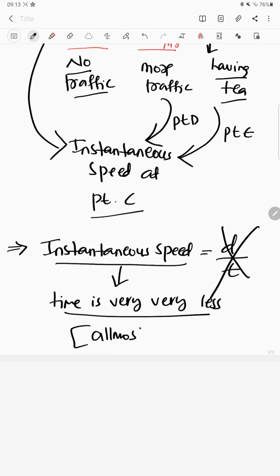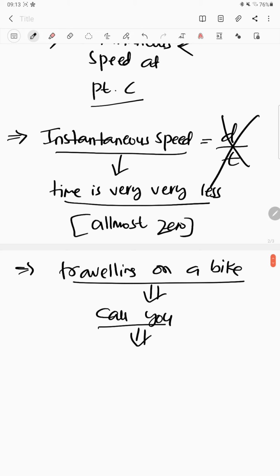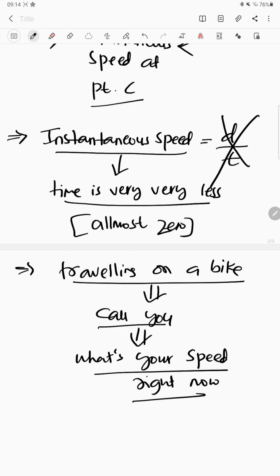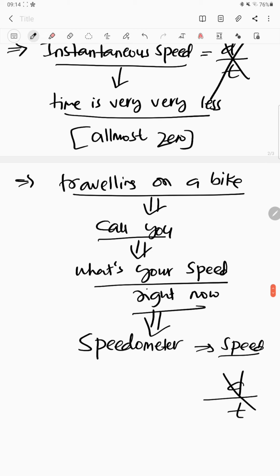For example, you are traveling on a bike, and your friend calls you and asks immediately, what is your speed right now? So what will be your answer? Immediately you are going to have a look at your speedometer, and then you are going to tell your speed. To tell this speed, did you calculate any distance? Did you calculate any time? No, right? So whatever speed you have told here is instantaneous speed.